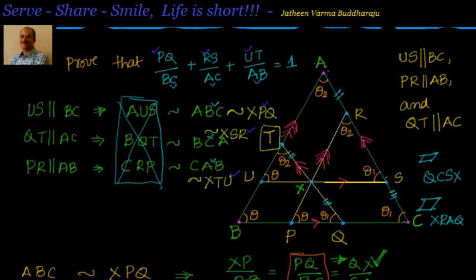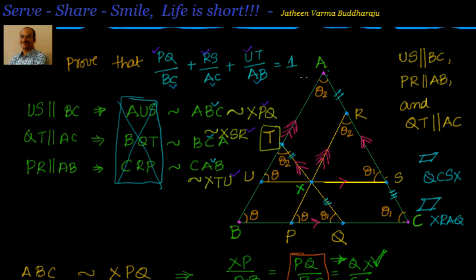Okay, here you go. We have been given that ABC is a triangle with vertices A, B, C, and you have points P, Q, R, S, T, U on sides BC, CA, AB respectively, such that US is parallel to BC, PR is parallel to AB, and QT is parallel to AC. We have to prove that PQ by BC plus RS by AC plus UT by AB equal to 1. Now to solve this problem, we have taken two steps. The first step is, we know that whenever there are parallel lines, we have similar triangles. So we have to identify the similar triangles.